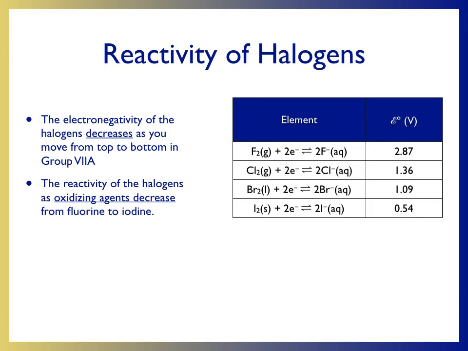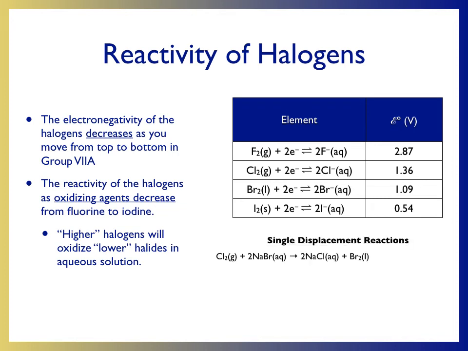There are some single displacement reactions where we can look at this property and look at a general rule that higher halogens will oxidize lower halides in aqueous solution. Let's look at two reactions to study this effect. If you bubble chlorine gas through a solution of sodium bromide, you get a single displacement reaction where chlorine combines with sodium to form sodium chloride, and bromine liquid is displaced from the solution.